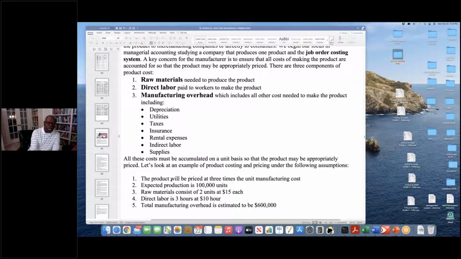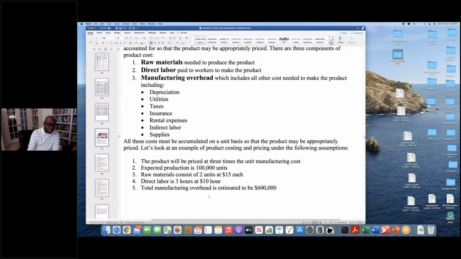Suppose we have a product that's going to be priced at 3 times the unit manufacturing cost. We plan on making 100,000 units. The raw materials are 2 units at $15. Direct labor is 3 hours at $10.